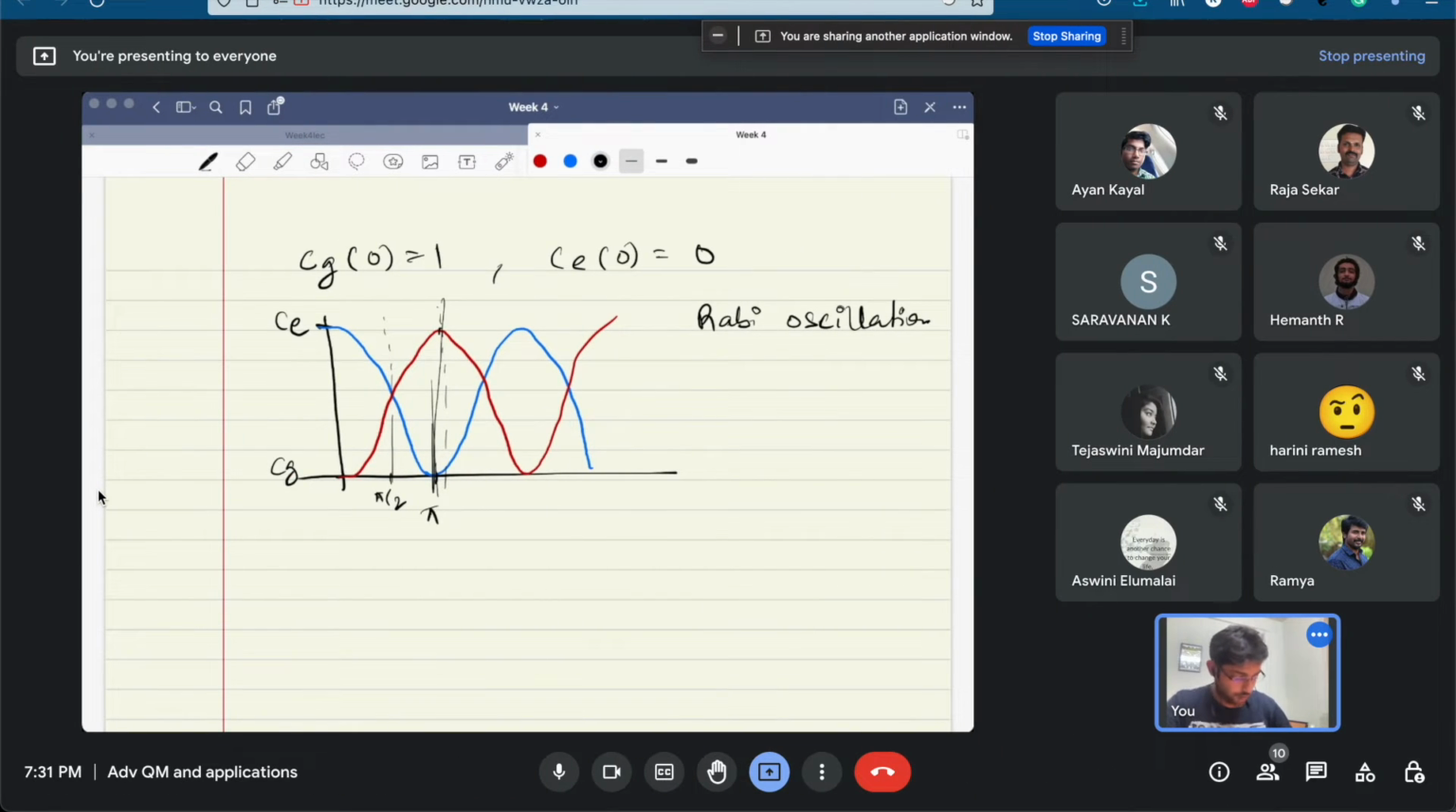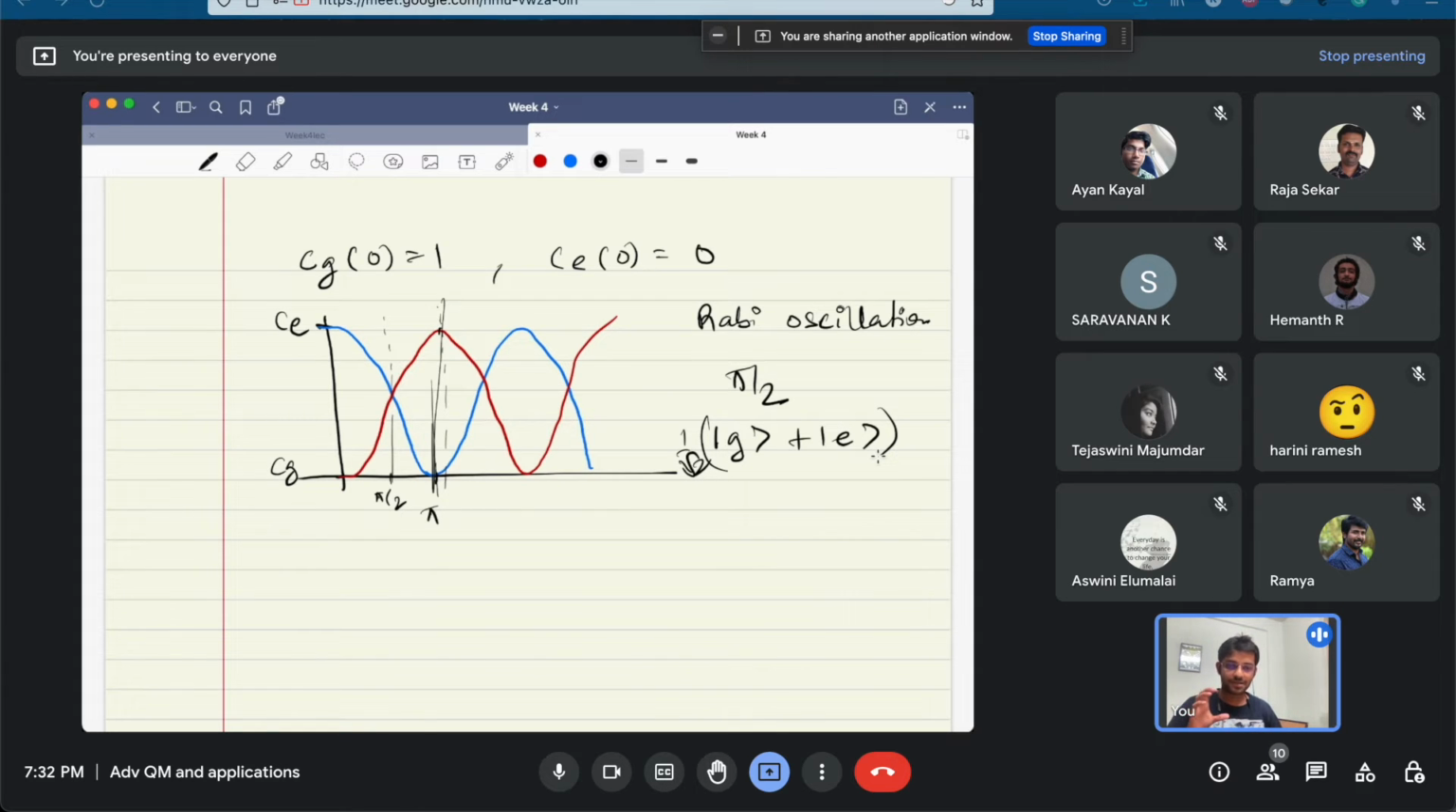Okay. So if you shine a pi by 2 pulse, then your system is actually in a superposition state. So it is actually having a G and E. In order to introduce a superposition state, you have a 50% probability of being in the ground state as well as 50% probability of being in the excited state. So this is what we call a quantum superposition, right?